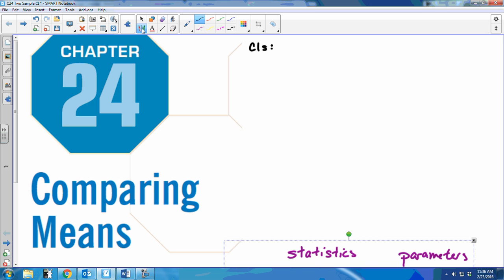Chapter 24 is comparing two means. So we did one proportion z-intervals and z-tests. And then we did two proportion z-intervals and z-tests where we compare two proportions. And then we did one sample t-intervals and t-tests where we had one mean. And now we're doing two sample t-intervals and t-tests where we're comparing two means.